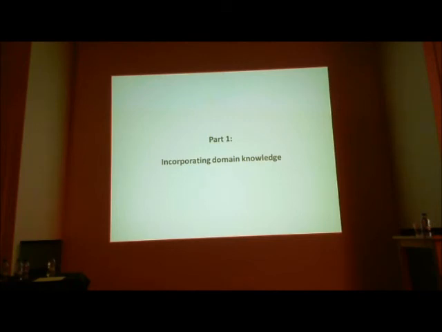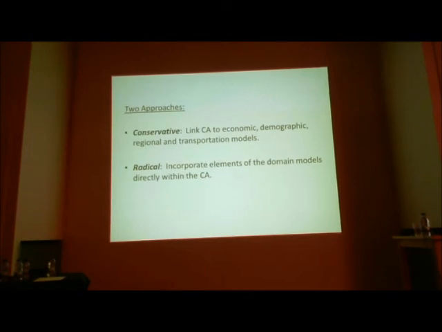Now, in terms of bringing the domain knowledge in, there are two approaches, called conservative and radical. The conservative is simply linking other existing models, like input-output, demographic models, and so on, to the CA. And the radical one is somehow to incorporate it directly into the CA, for example, the transition rules. Now, the conservative ones, where we link models, I won't really say much about this. I just want to point out that this approach exists, which I think many of you know already. But it is important. I think it will remain important.